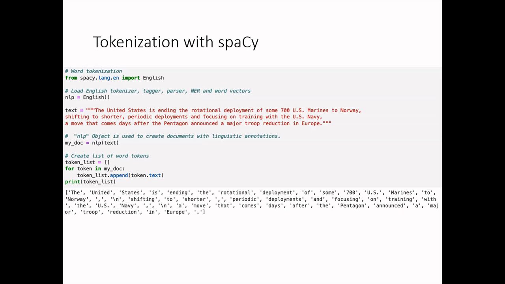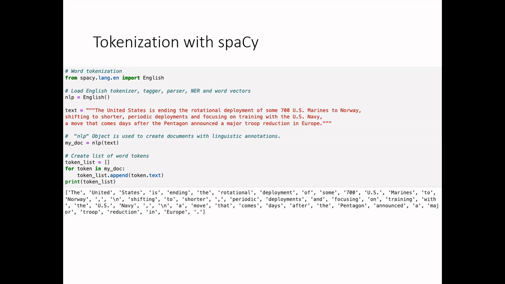Obviously, the large language model has many more features compared to the small language model. For some applications, a small model might be good enough, but for certain applications, you do need a large language model. So if you look here, from spacy.lang.en, where en indicates English, we are importing the language model for English. Once we load English, we are loading the tokenizer, tagger, parser, named entity recognizer, and word vectors. All those things are loaded.